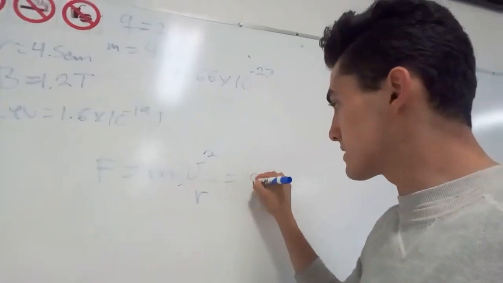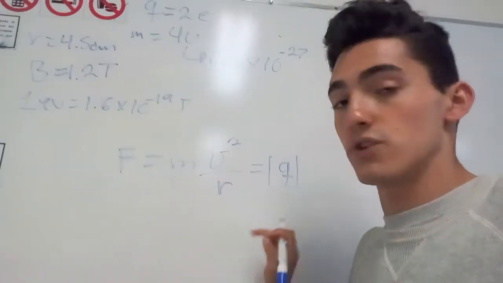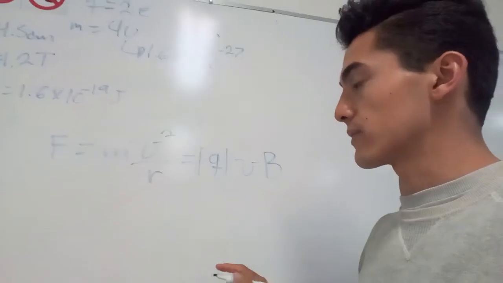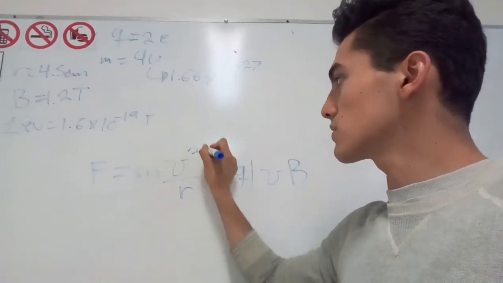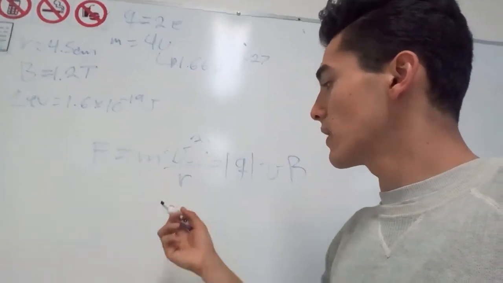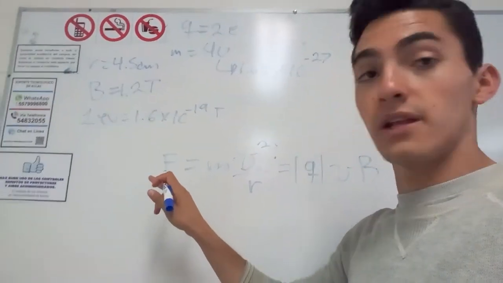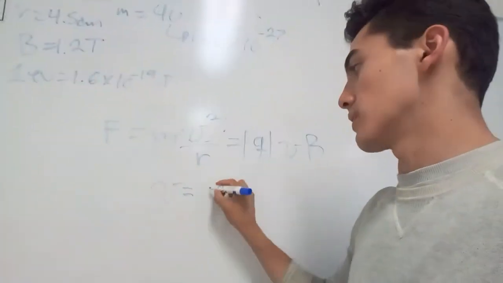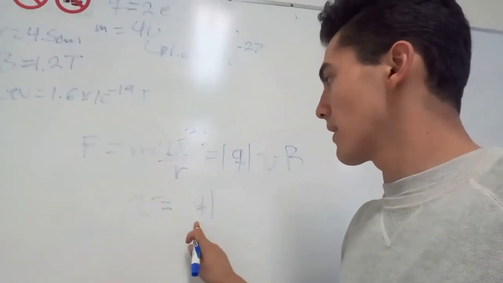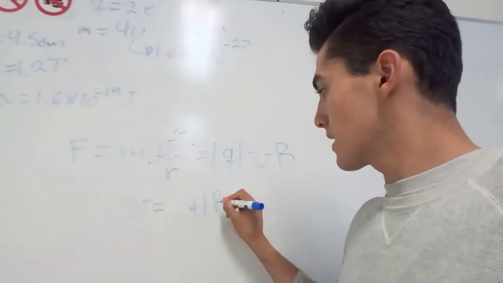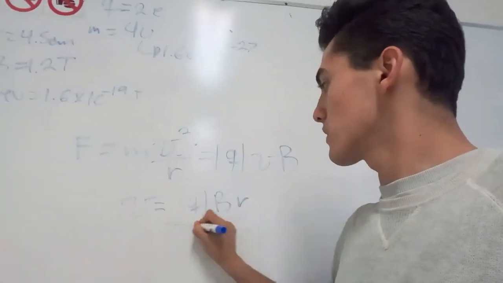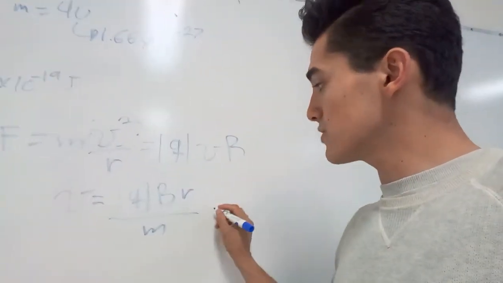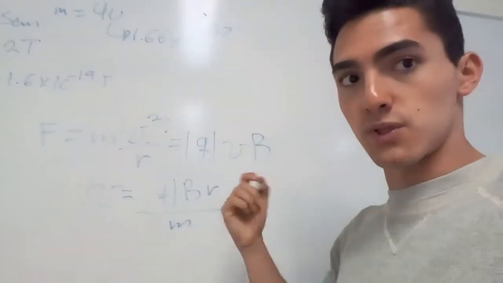And this, we know that it's equal to the magnitude of the charge times the velocity itself times the magnetic field. Once we know this, we want to determine the velocity itself. So if we solve for the velocity, we will obtain that the velocity is equal to the magnitude of the charge times the magnetic field times the radius divided by the mass. Once we establish this, we know all the values, so we have to substitute them.